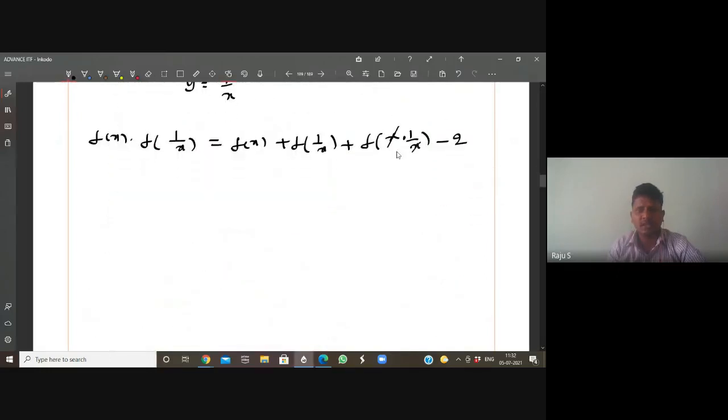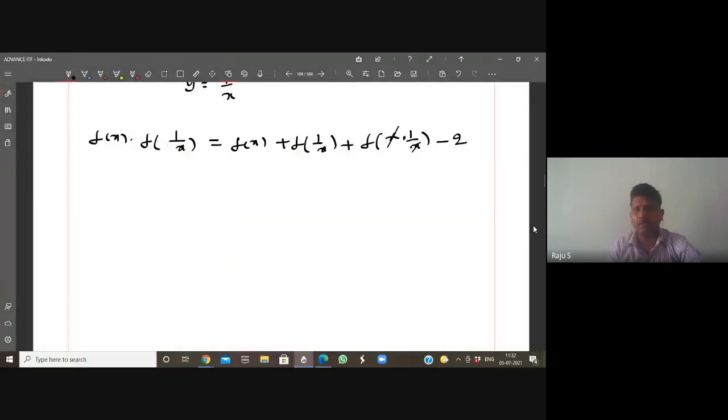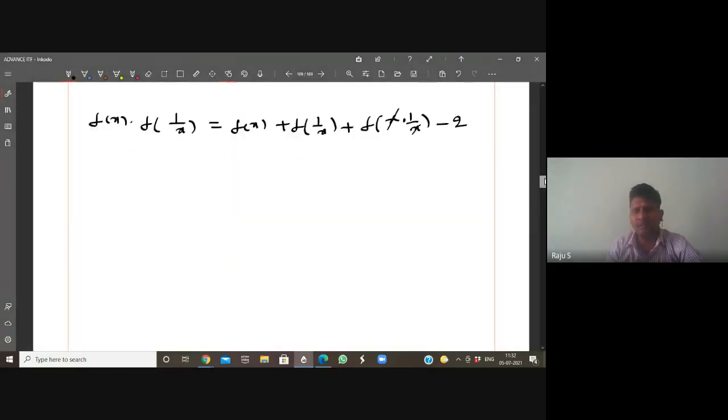So x gets cancelled, fine. So right, students, here f of 1 value is not given. Okay, here we require, see, can anyone tell what is f of 1 value?